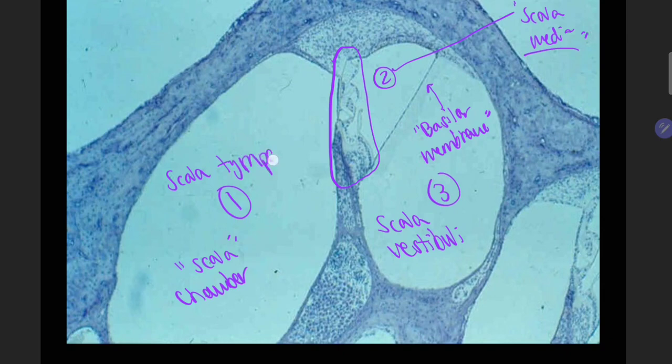I don't have a great memory cue for this one. You're just going to have to recognize that we have a membrane here spanning the cochlea, which is called our basilar membrane, and that is separating scala media, our middle chamber, from our scala vestibuli. And then by process of elimination, the largest chamber we see here is going to be our scala tympani.